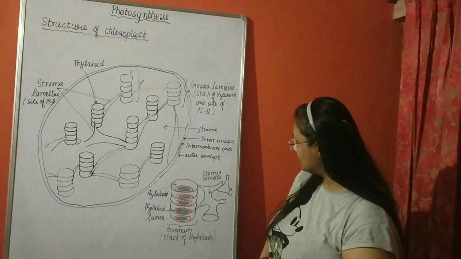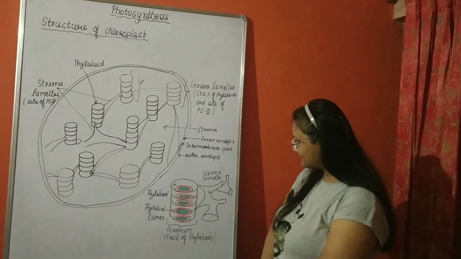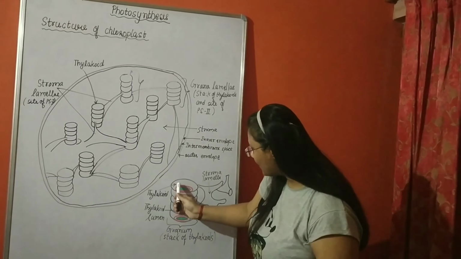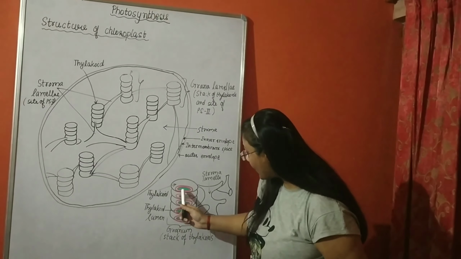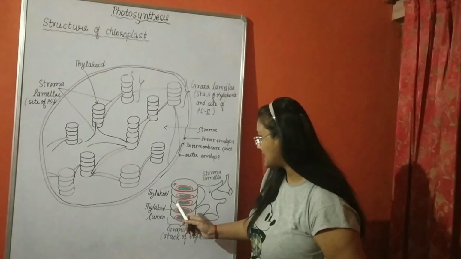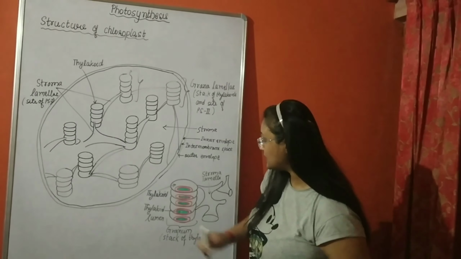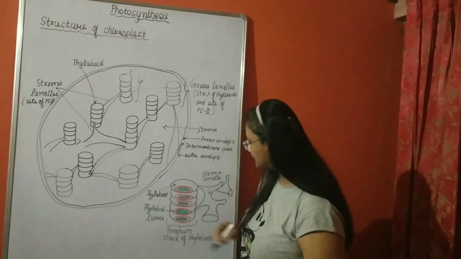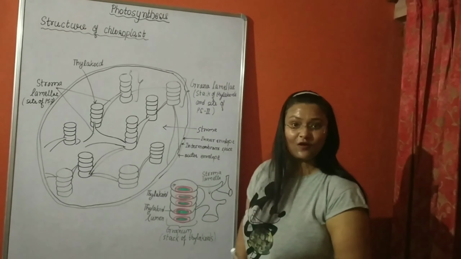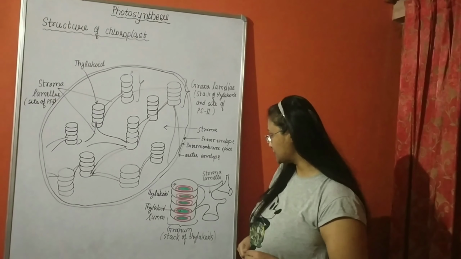So now let us look at this important structure. This entire structure I have made here as well. This is thylakoid. This is thylakoid lumen, this green space. And this is the membrane, the thylakoid membrane. Here we can find a lot of structures. We will discuss these structures in the next video also.